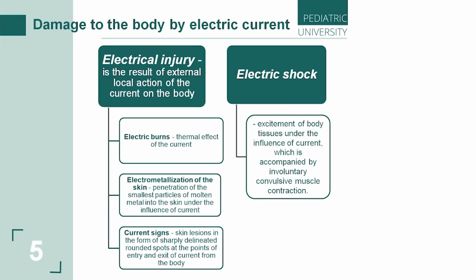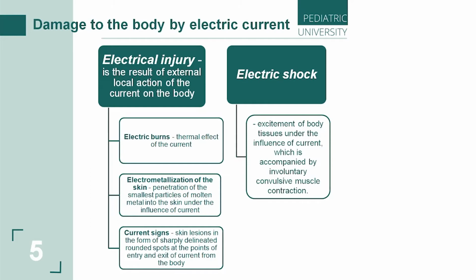Electric shock is the excitation of body tissues. Let's see about electrical burns. When we talk about electrical burns, the voltage is very low. Electrometallization of the skin is a type of problem when the smallest particles of molten metal penetrate into the skin under the influence of current. So the small parts of metal can go through the skin, and we can see the result of it.